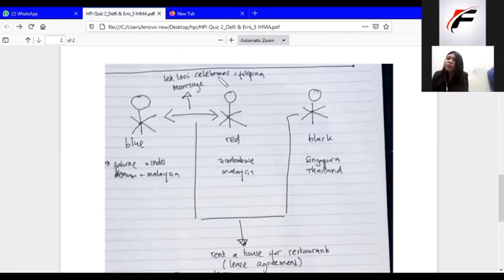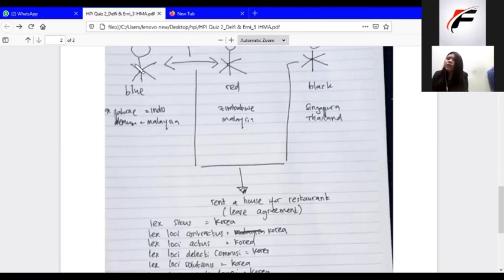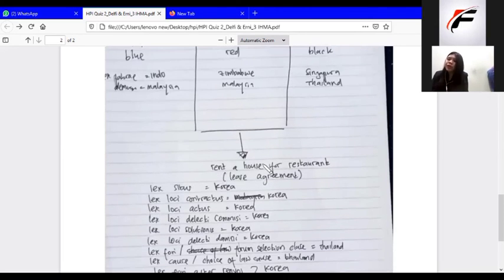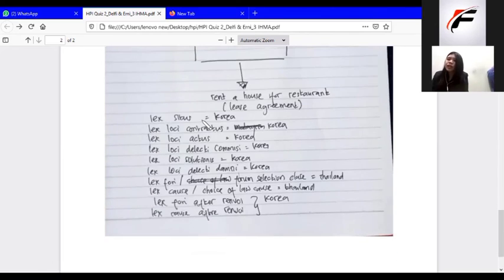Mr. Blue and Miss Red got married. Lex loci celebrationis, where the marriage was celebrated, is the Philippines. And then Mr. Blue and Mr. Black made a lease agreement to rent a house for a restaurant. Lex situs is in Korea, meaning the object, the restaurant, is in Korea. Lex loci contractus is in Korea. It means the contract is in Korea. Lex loci actus in Korea. Lex loci delicti commissi in Korea. Lex loci solutionis in Korea.